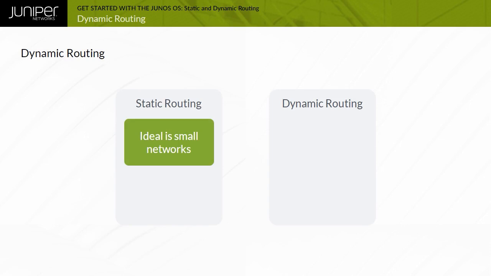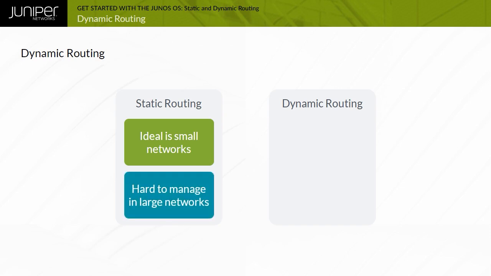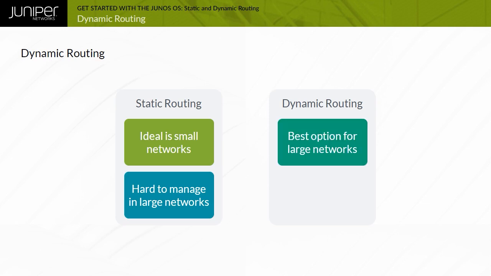Static routing is ideal in small networks, where only a few routes exist, or in networks where absolute control of routing is necessary. However, static routing has certain drawbacks that might make it cumbersome and hard to manage in large environments, where growth and change are constant. For large networks or networks that change regularly, dynamic routing might be the best option.